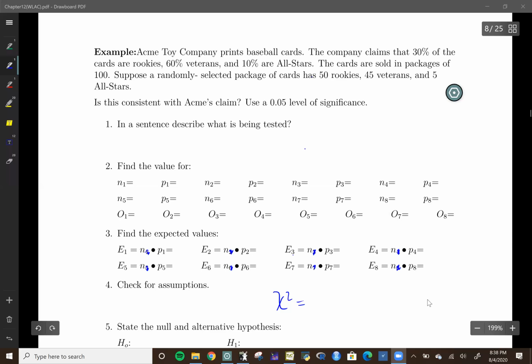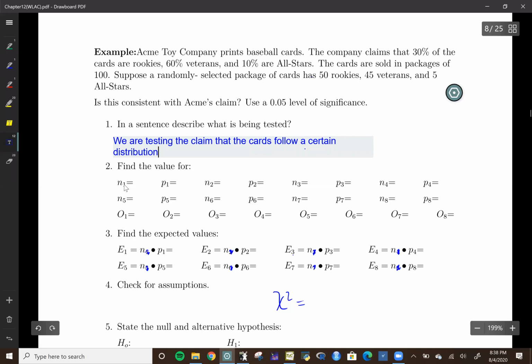So what we're trying to do is see if it follows this distribution. We're trying to see if the card claim is correct, because it doesn't have to be exactly 30% of the cards are rookie, but it should be pretty close to 30%. So in a sentence, describe what's being tested. We are testing the claim that the cards follow a certain distribution.